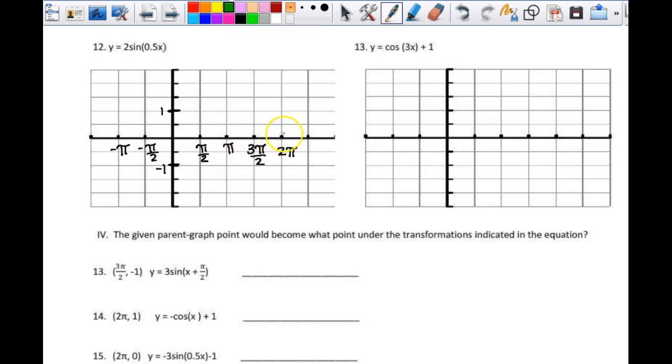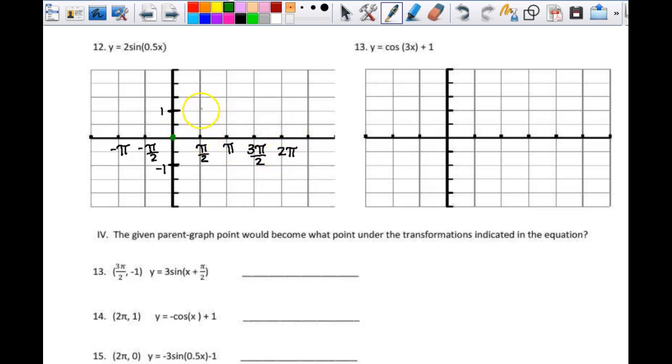So I know I would start at 0, 0 with my parent function. The x value gets divided by 0.5, which is the same as multiplying by 2. So 0 times 2 is 0. And then my y value gets multiplied by 2 because of the amplitude, which still leaves it at 0, 0. Very uneventful when you're dealing with 0. Okay, so then again, my parent function looks like this, right?